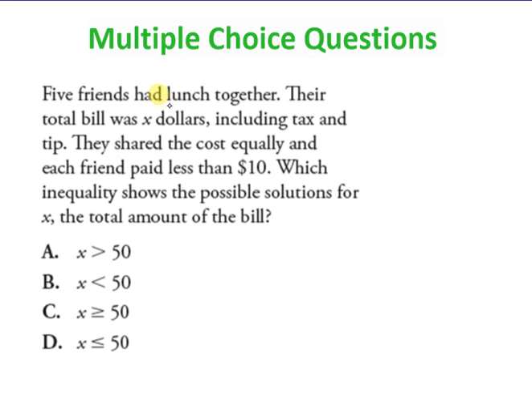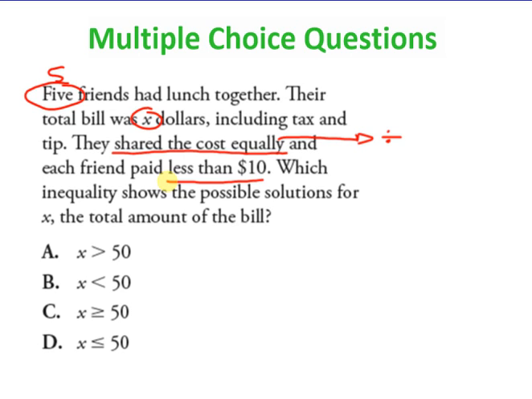Next one, 5 friends have lunch together. Their total bill was X dollars, including tax and tip. They shared the cost equally. Shared the cost equally typically tells us the operation is division, because equal parts is typically division, okay? And each friend paid less than $10. Which inequality shows the possible solutions for X, the total amount of the bill?